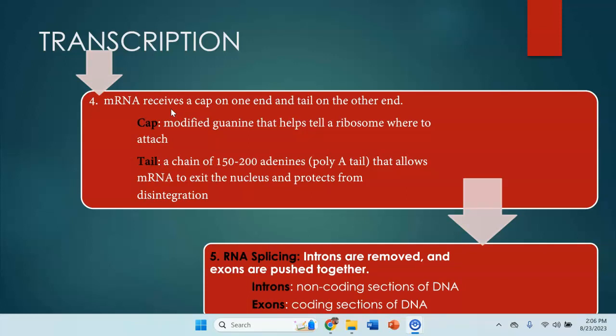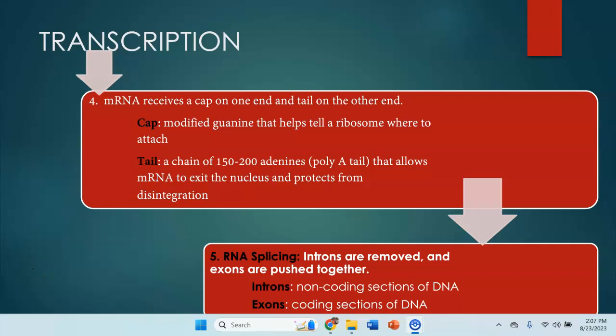So we put our sections of DNA into two categories. Introns are going to be sections of DNA that are not gene related, so they don't code for a protein. And exons are going to be those sections of DNA that do code for a protein or are an active gene. So basically we're going to remove, we call it RNA splicing, all of the introns, and then we're going to push all of the exons together just to make the rest of this process a little bit more efficient. And then at this point, the messenger RNA will be able to leave the nucleus.